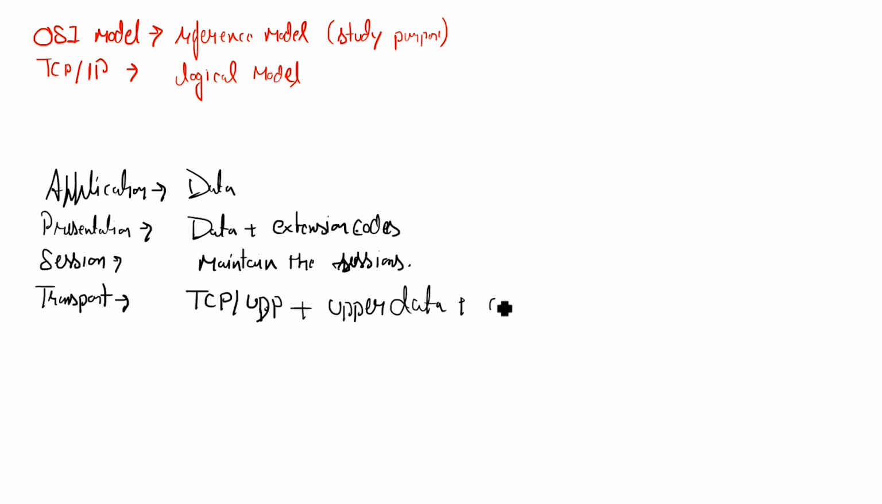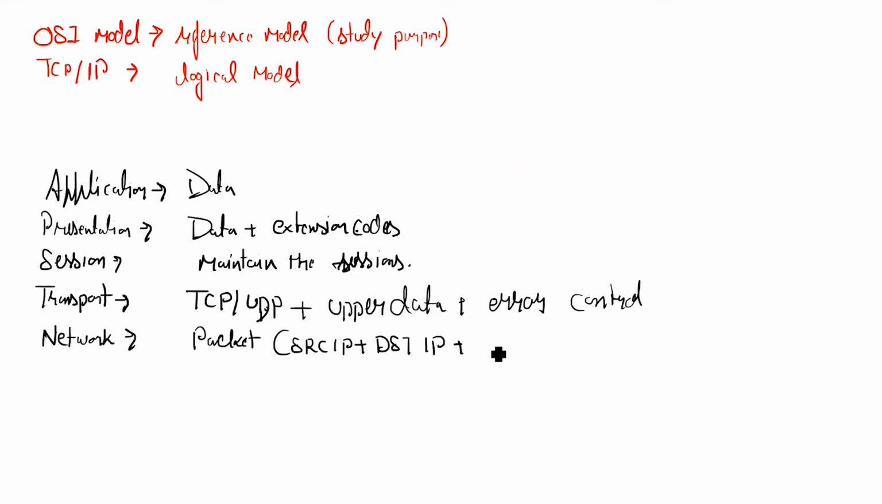It is also going to check for error control, whether there is any error in the data or not. For checking errors, we have two algorithms: CRC, which stands for cyclic redundancy check, and checksum. Now we have the network layer. In the network layer, as you know, a router is there, so a packet will be there. A packet includes what? Source IP plus destination IP plus upper data, which is coming from the above layers, application, presentation, session, plus the TCP UDP protocol, because identification of data would be there.